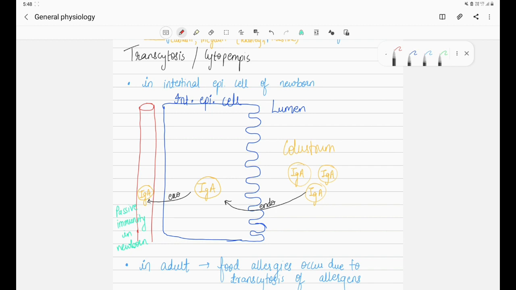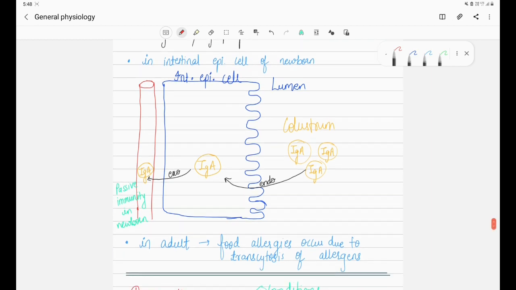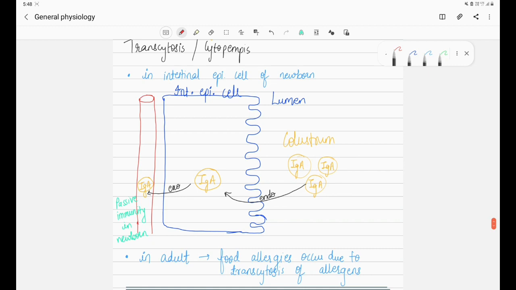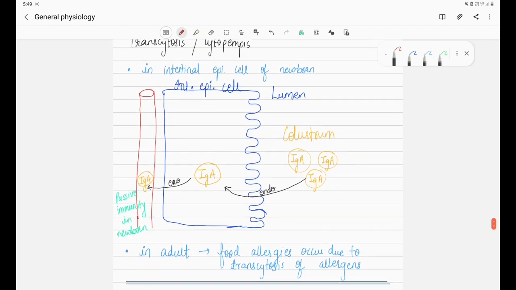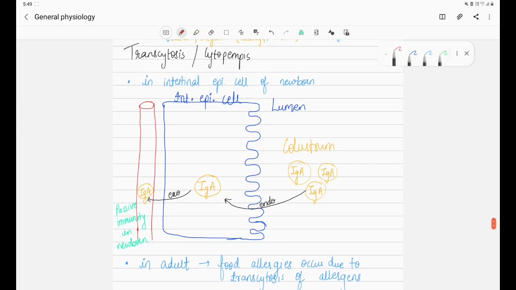So if you see, in transcytosis or cytopempsis, there is both endocytosis and exocytosis occurring. In adults, food allergies occur due to transcytosis of allergens. That's it for the transport across the cell membrane.